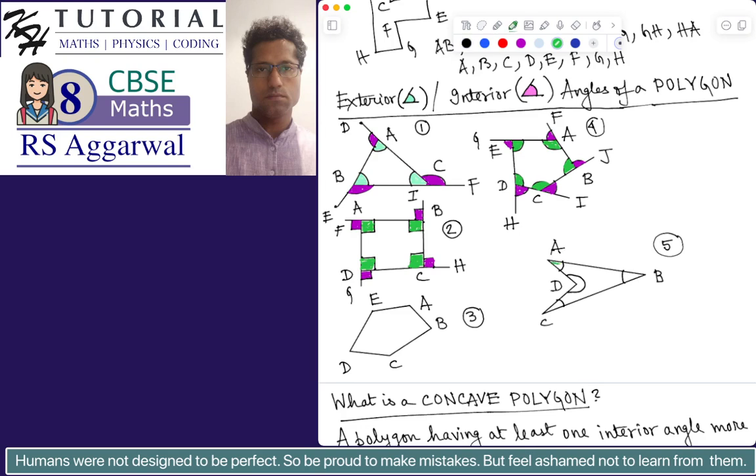So let me quickly highlight the interior angles. Since this polygon has 4 sides, we have 4 interior angles. As you can see, 3 interior angles are less than 180 degrees, but this one is more than 180 degrees. So these are the interior angles of this polygon. Now let's see what the exterior angles are. I am extending the side AB to the point E. So this is an exterior angle.